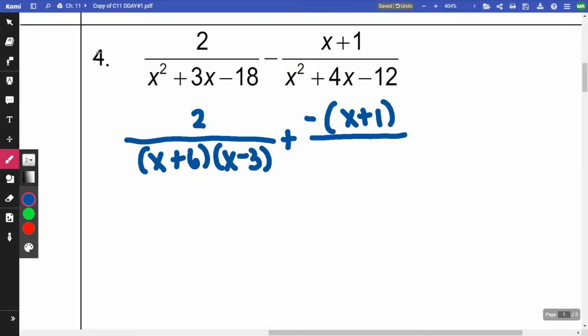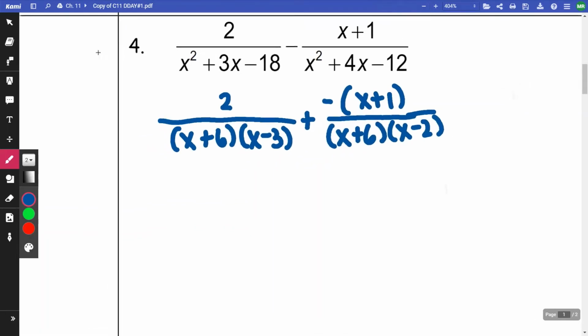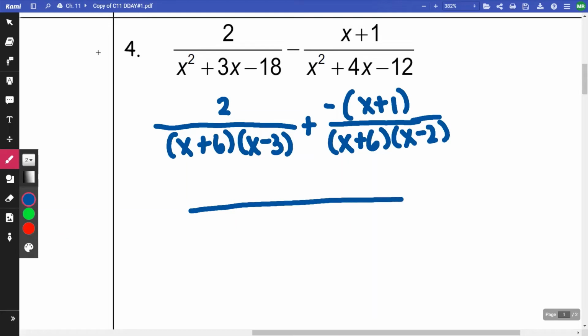So on the bottom, x squared plus 4x -12. I need it to multiply to a -12 and add to a 4. So I'm going to say plus 6, -2. So common denominator. Both of them have an x plus 6.